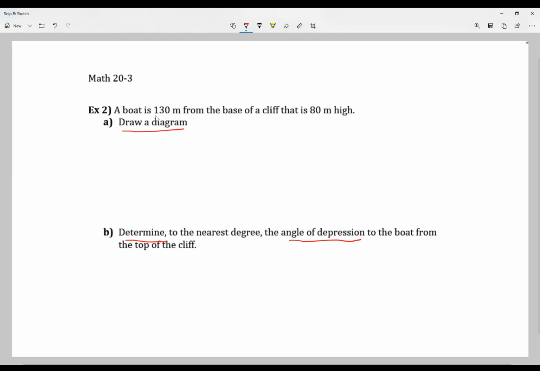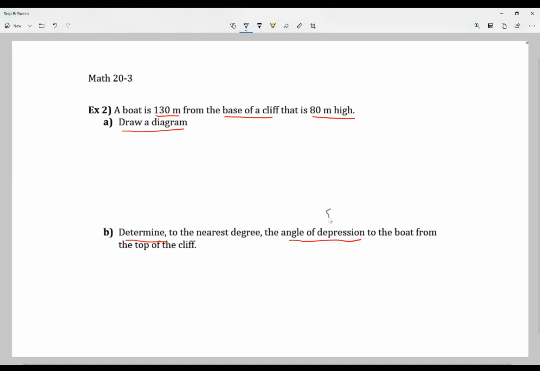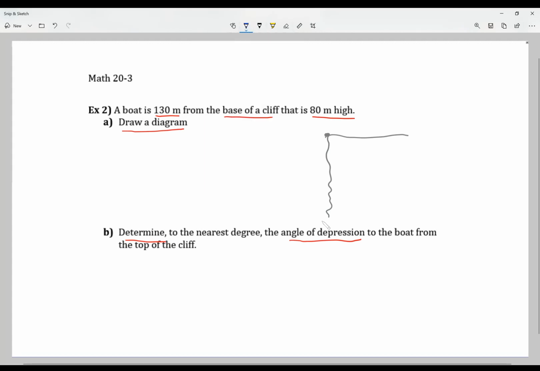A boat is 130 meters from the base of a cliff that is 80 meters high. Okay, well, let's start by drawing out the cliff. I'm going to draw it in gray because maybe it's stone. So here's the cliff. It's all jagged and rugged. And this is the top of the cliff right here. And then we have a boat.